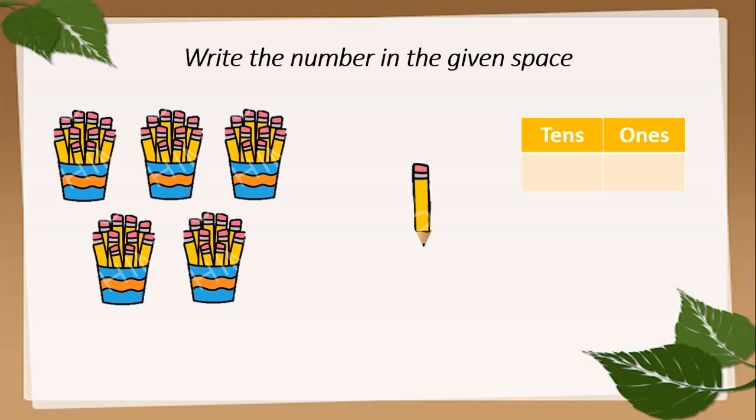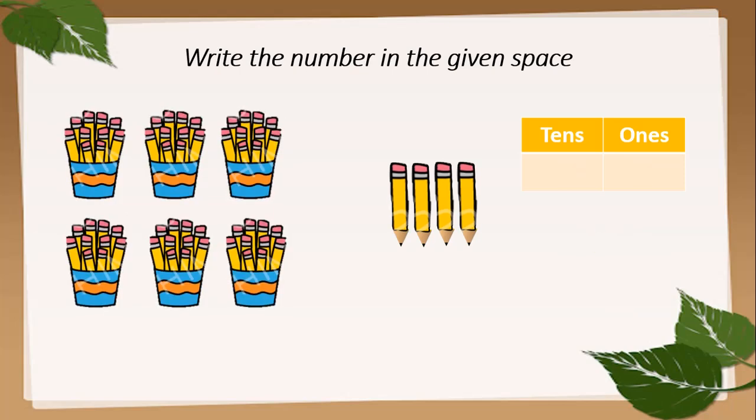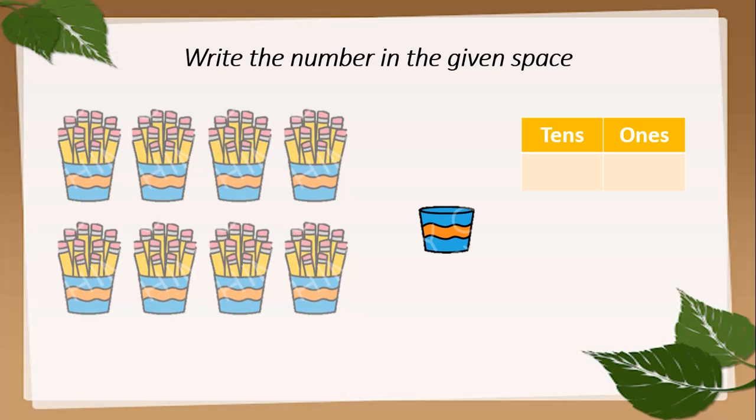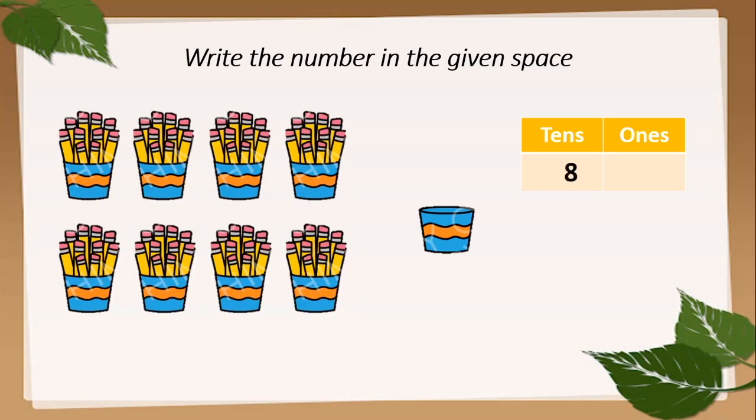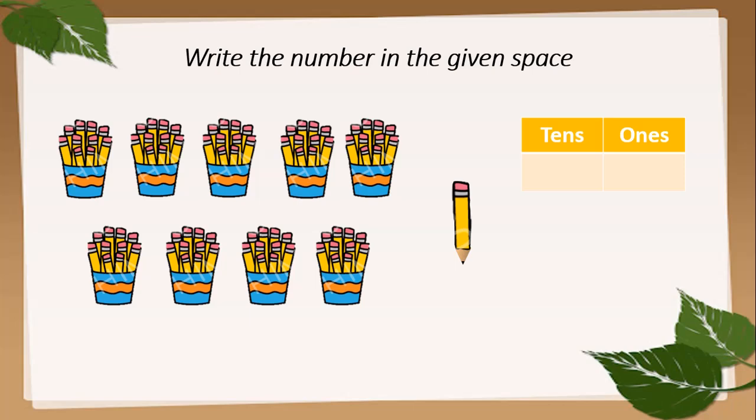Now let us count the objects and write the correct ones and tens in the given columns. 5 tens and 1 one, and the number is 51. 6 tens and 4 ones, and the number is 64. 8 tens and 0 ones, and the number is 80. 9 tens and 1 one, and the number is 91.